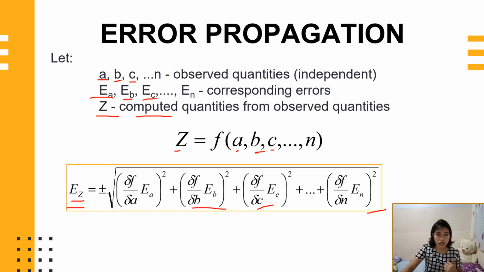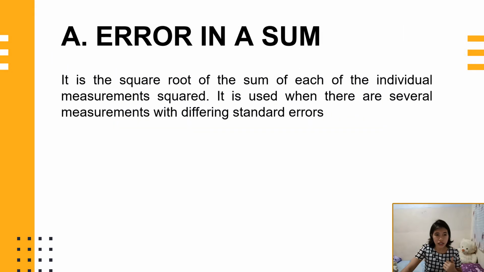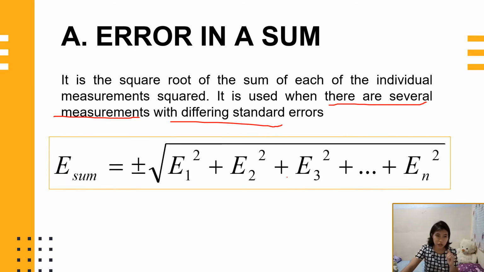Okay? So, let's start with the error in a sum. So, this is a square root of the sum of each individual measurement squared. It is used when there are several measurements with differing standard error. Again, it is used when there are several measurements with differing standard error. This is muna the formula. So, the formula in computing the error in a sum is just the plus minus square root of the squares of the individual errors in different observations.